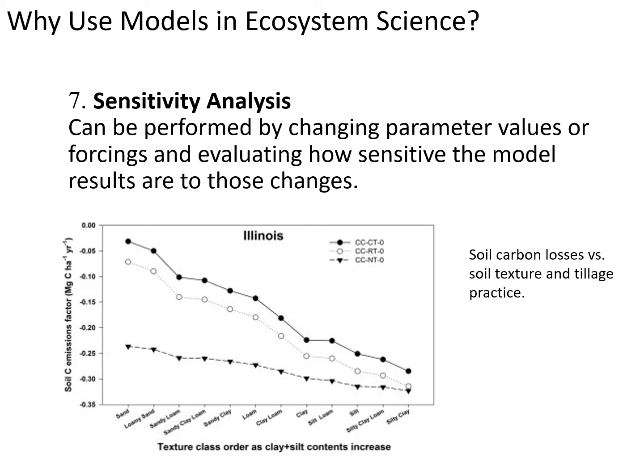Another reason to use models is sensitivity analysis. So you can do this by changing parameter values or the forcings into a model and evaluating how sensitive the model results are to those changes. So here we have soil carbon losses versus soil texture and tillage practices for a number of different scenarios, and this allows us to determine which factors are important and which are not under what circumstances.